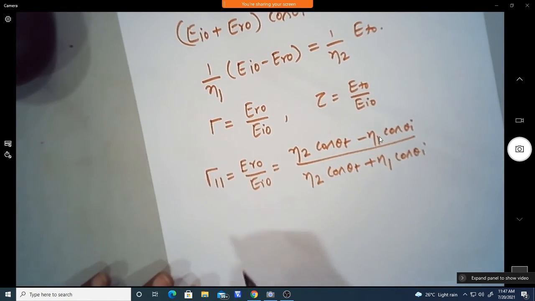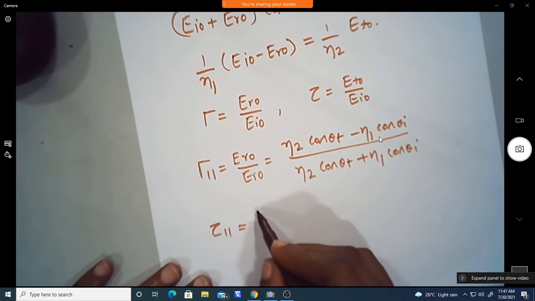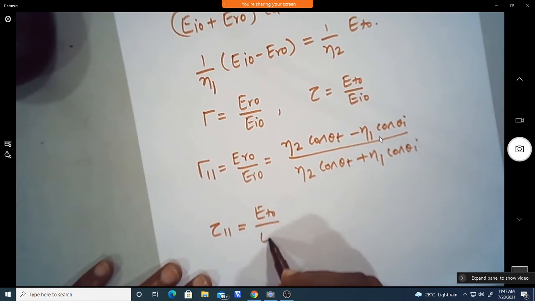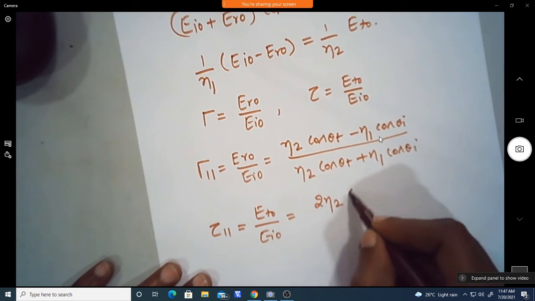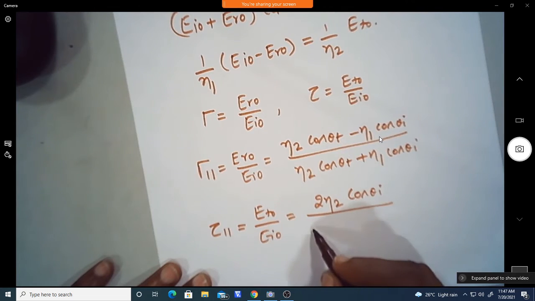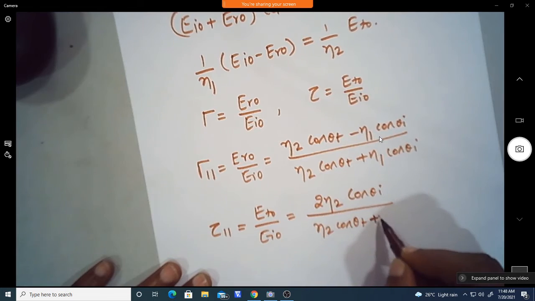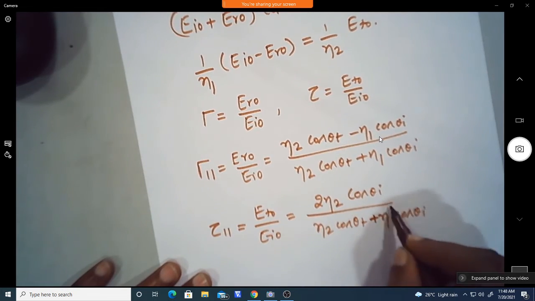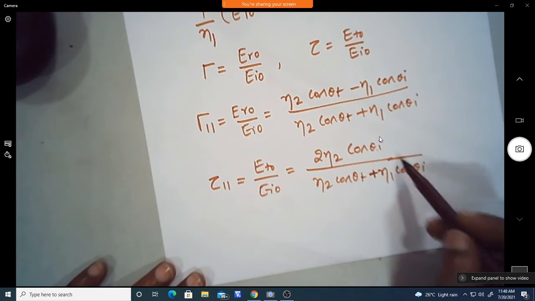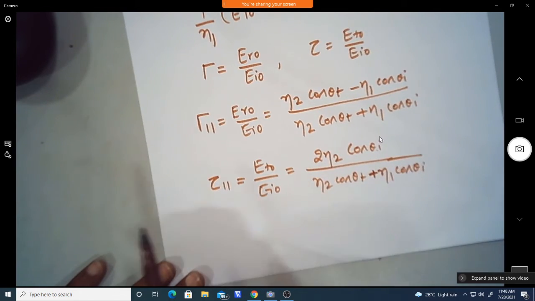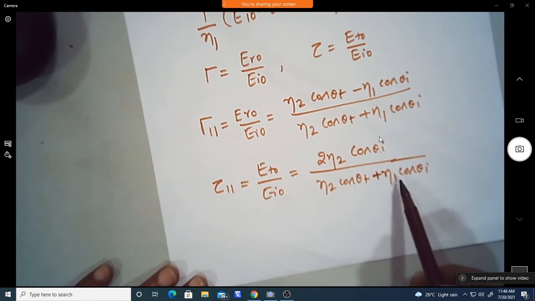Similarly, we can write the transmission coefficient for parallel polarization, that is ET naught divided by EI naught, which is equal to 2 times eta 2 into cos theta I divided by eta 2 cos theta t plus eta 1 cos theta I. Again, if all these angles become 0, we arrive at the case of normal incidence, where the transmission coefficient is 2 eta 2 divided by eta 2 plus eta 1.